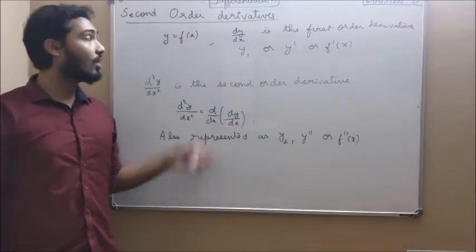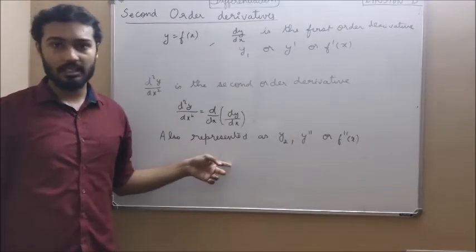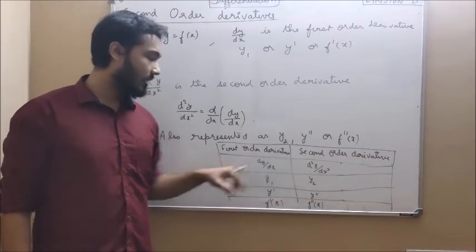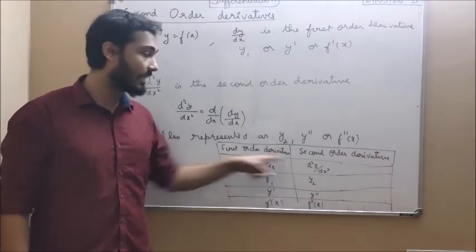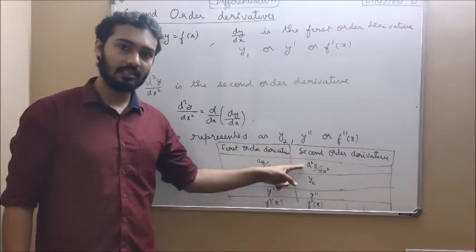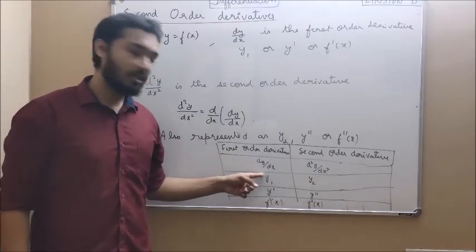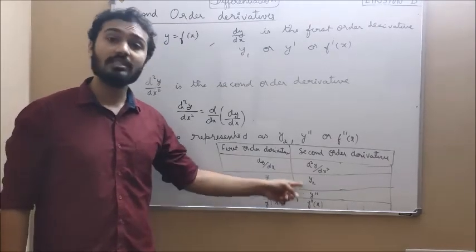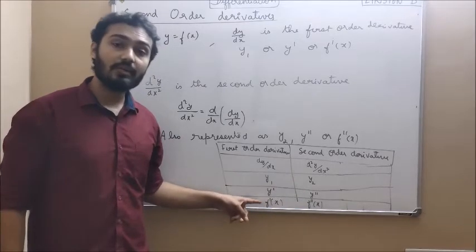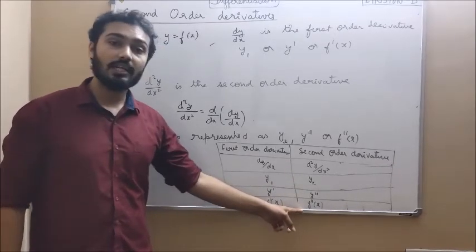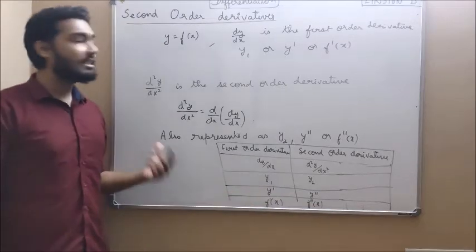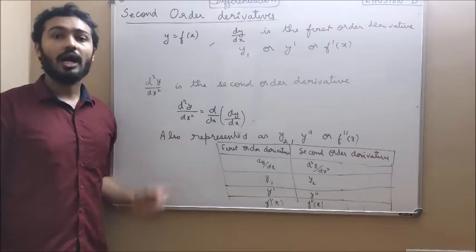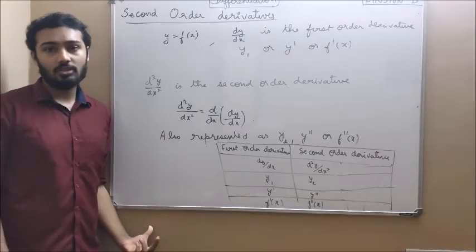So here we understood what is the first order derivative and what is the second order derivative. Now we'll summarize. The first order derivative is dy by dx, the second order derivative is d square y by dx square. If the first order derivative is y1, second order is y2. If y dash, then y double dash. If f dash of x, then f double dash of x. I hope you understood. Pause the video and take note.